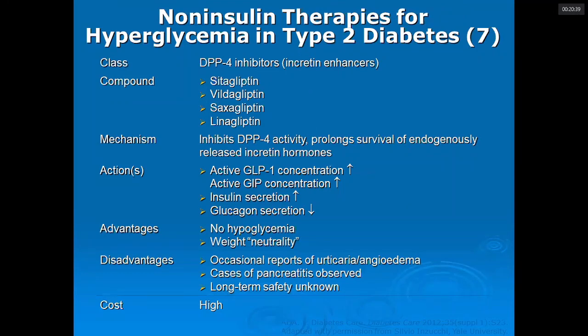A DPP4 inhibitor inhibits the destruction of GLP-1. The DPP4 enzyme is the enzyme that destroys GLP-1. They made an inhibition, so when there is inhibition, there is no more destruction of GLP-1. In this drug class we have sitagliptin, vildagliptin, saxagliptin, and linagliptin. These drugs inhibit DPP4 activity.